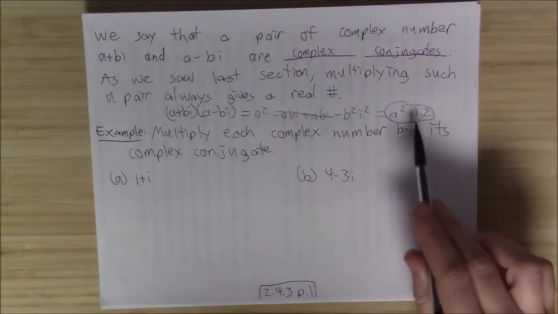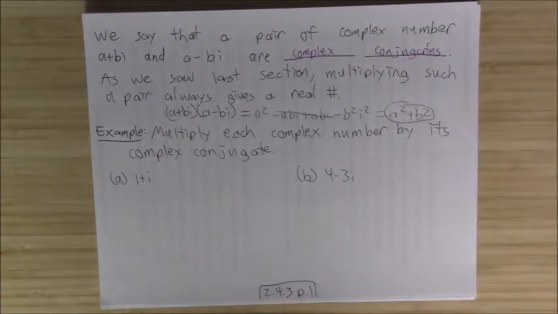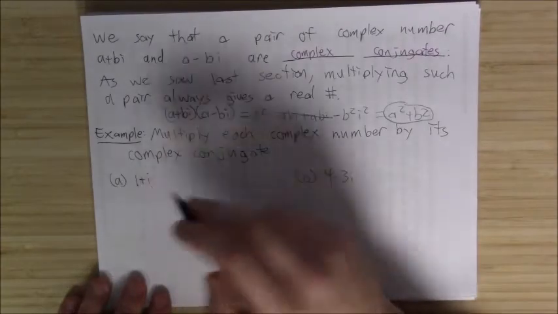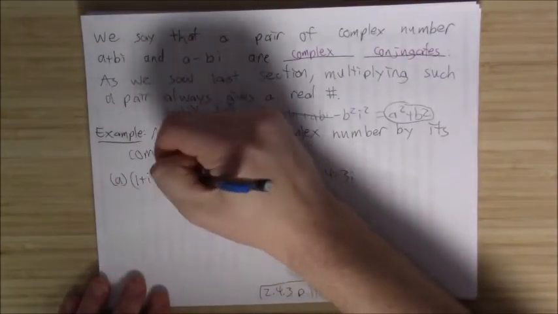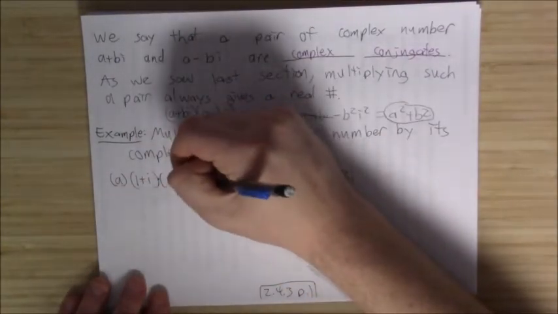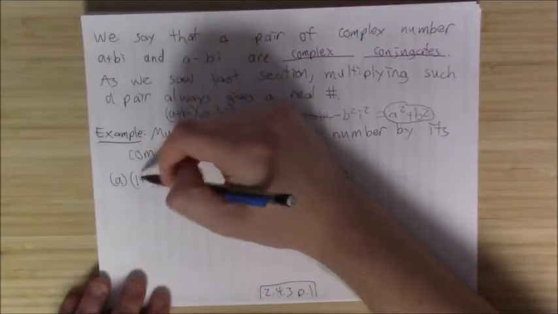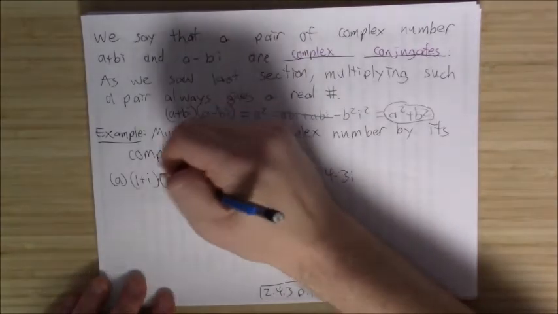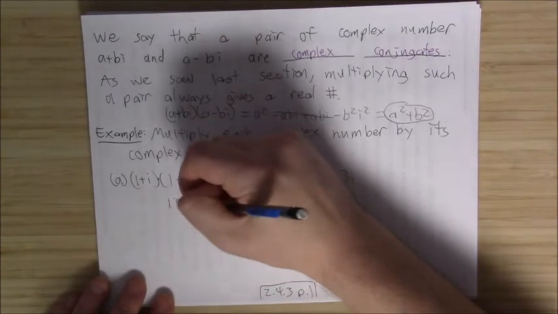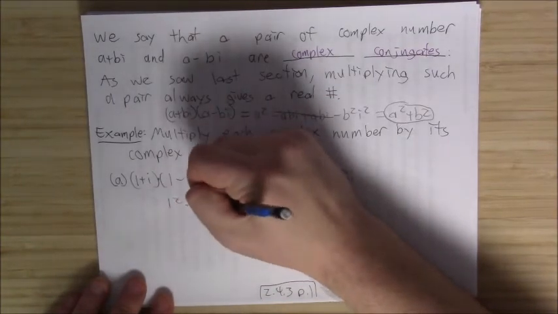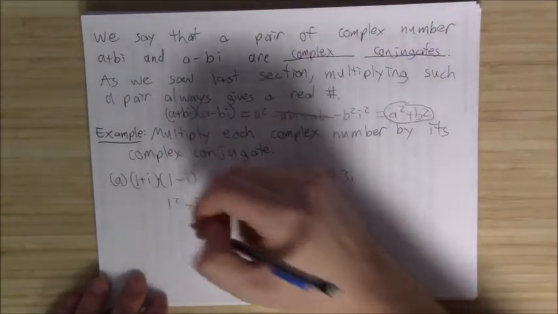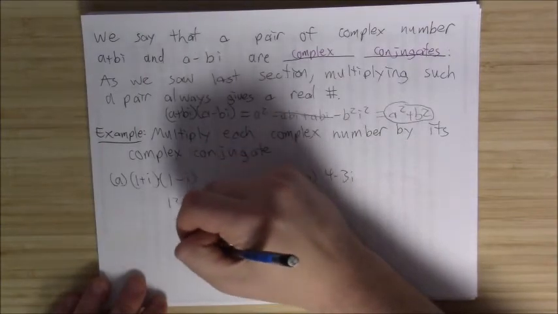We could use this formula in general. However, far more interesting is to just go through and do it out each time. So let's go through and do this. So for instance, we can multiply this by its complex conjugate, which would be 1 minus i. Doing that, again, we get a difference of squares. We'd have 1 squared minus i squared. We'll write it that way. But that's 1 plus 1, which is 2.